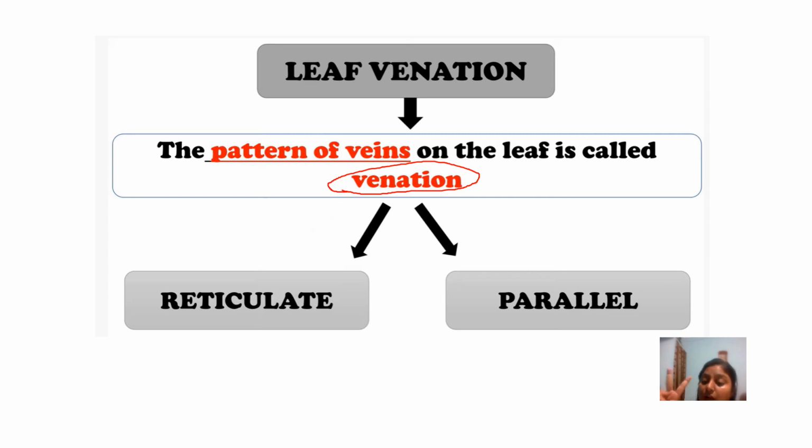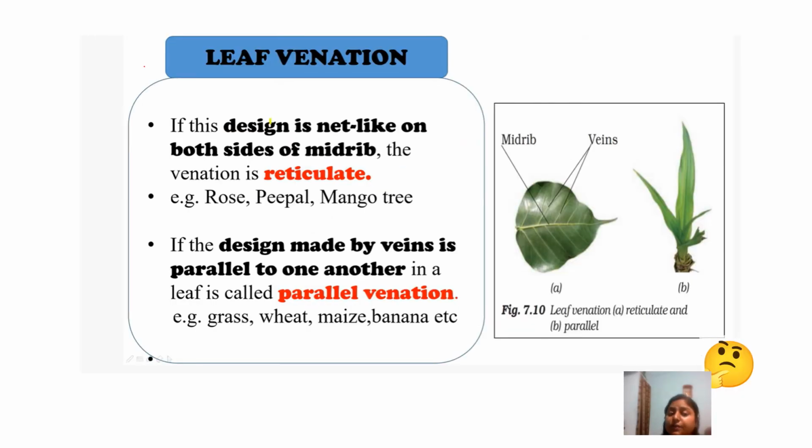There are two types of leaf venation. The first one is reticulate and the second one is parallel venation. Okay students, now see here, what is leaf venation? See in this picture, if the design is net-like on both sides of the midrib, the venation is reticulate. Yes, for example, you have all seen the rose plant.